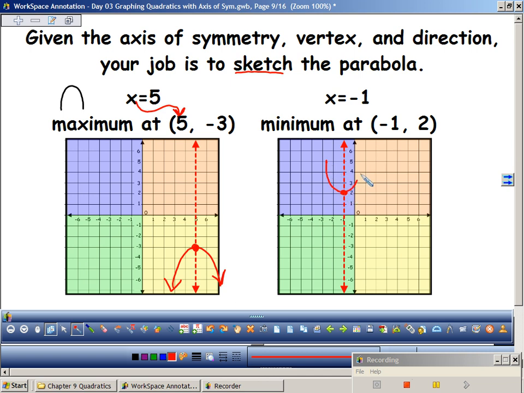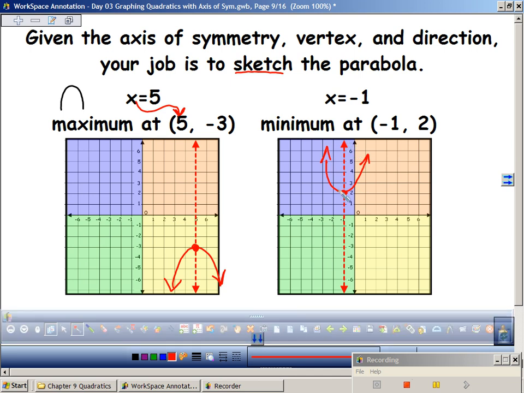What, Patrick? Yes. So we're going to learn today how to find that axis of symmetry.